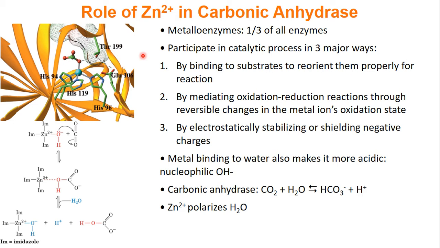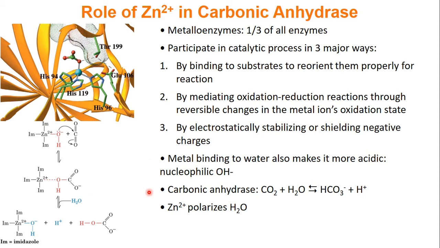Metals in enzymes help in three major ways. One, they can bind the substrate to help reorient it properly for the reaction to happen in the enzyme. Two, they could mediate redox reactions by changing their redox states. Or three, they can stabilize or shield negative charges, because metal ions are positive, so they can interact with negative charges. They can also bind to water, and once a metal binds to water, it will make the water more acidic. If you remember that from general chemistry, metals make water acidic.